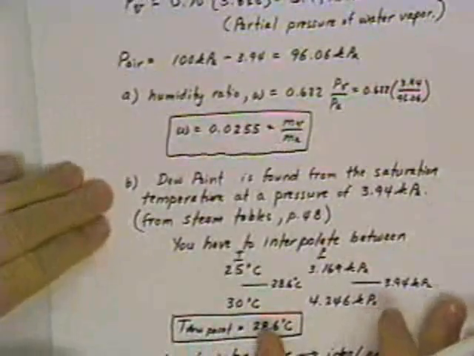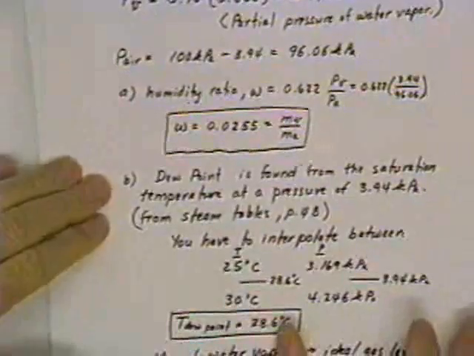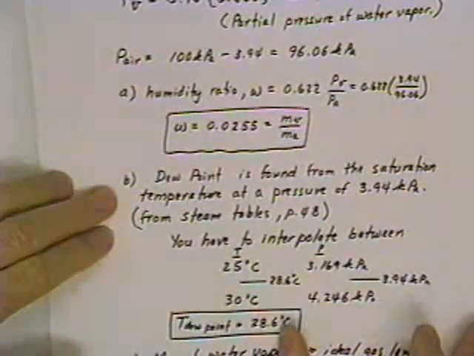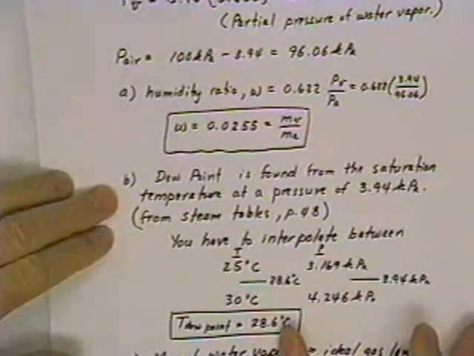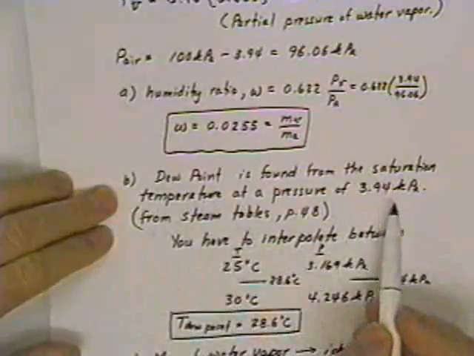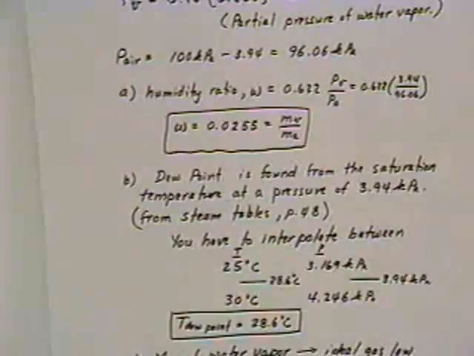Okay, now the next thing we want to do is find dew point. And dew point now is the temperature at which condensation is going to start to occur in our airstream. And so that's the temperature we'd have to actually cool the mixture down to before we start condensing any water out of it. And so the dew point is found from the saturation temperature at a pressure of 3.94 kilopascals, because that's the actual pressure of the water vapor.